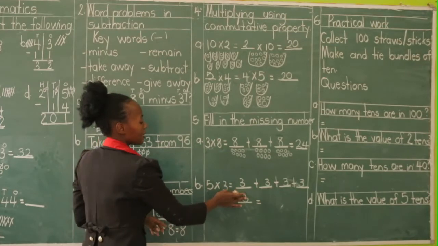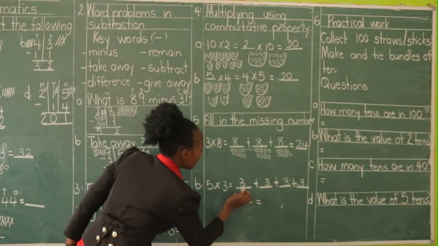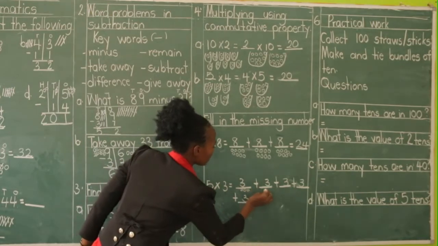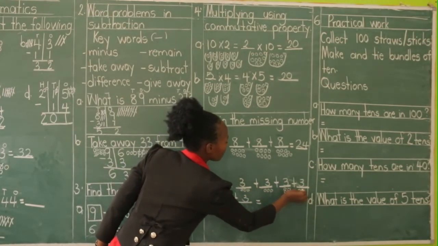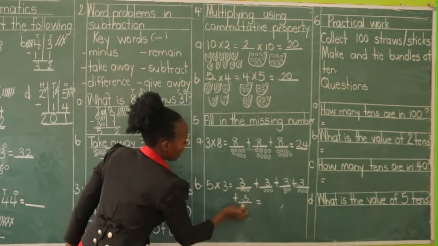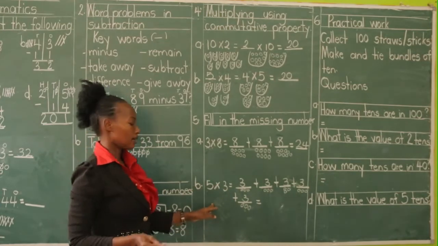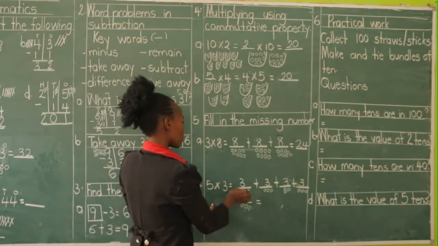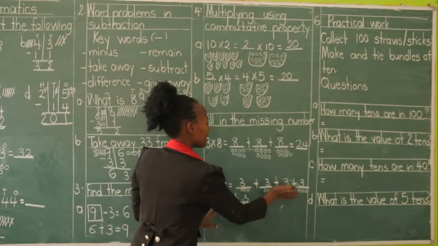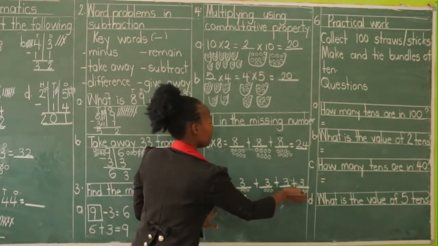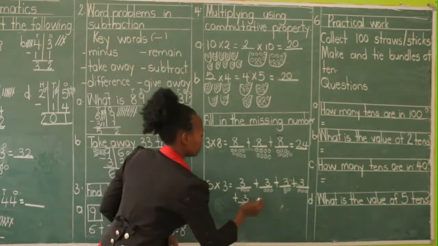After, we are going to add these numbers. Let's draw the balls: 1, 2, 3, five times. Now we are going to put them together: 1, 2, 3, 4, 5, 6, 7, 8, 9, 10, 11, 12, 13, 14, 15.